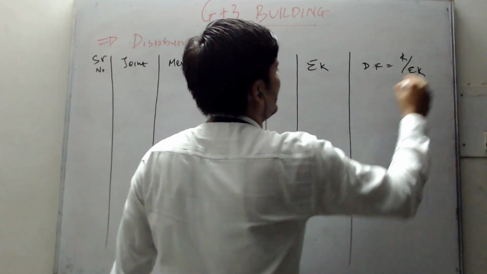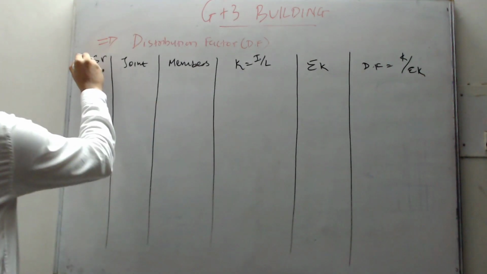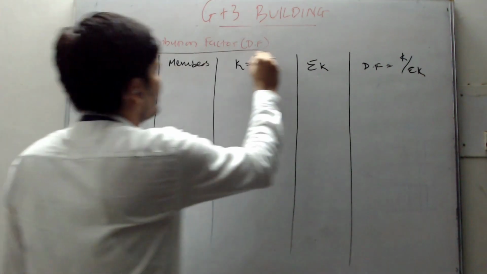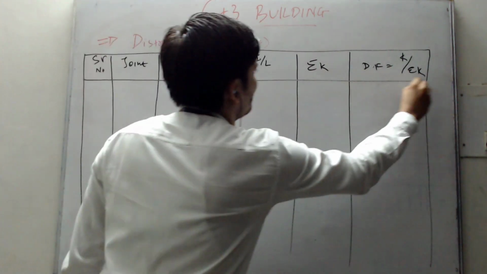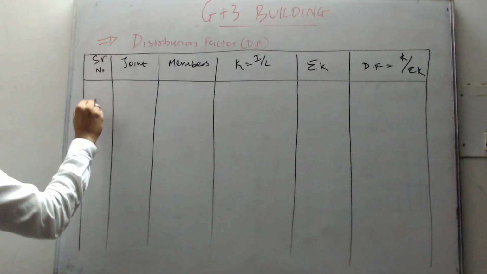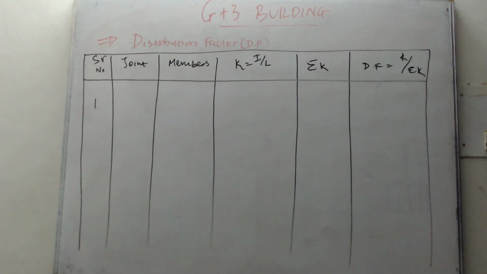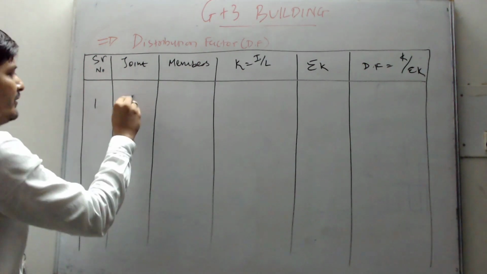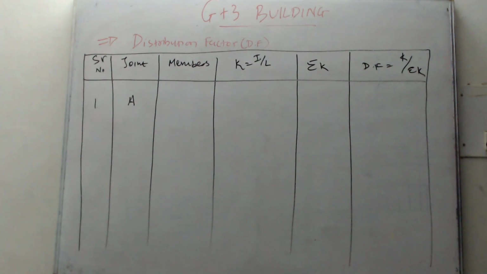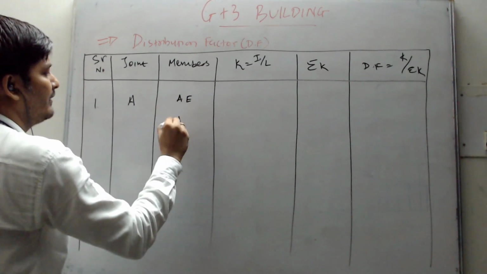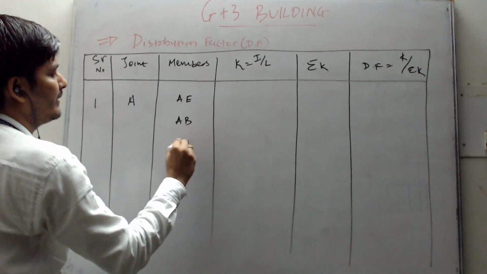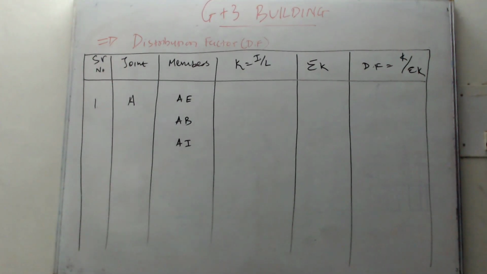So all this stuff has been covered in your previous semester structural analysis. So I may not go into the details of how this is coming. For the moment, just remember this is the table that you are supposed to prepare. So serial number 1, first joint is joint A. Now for this joint A, you need to refer to that substitute frame that we have drawn. So at A, how many members are coming? Member AE, AB and AI. These three members are joining at point A, right? You can see that substitute frame.